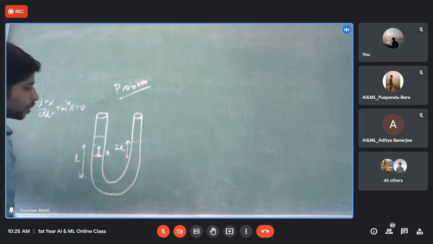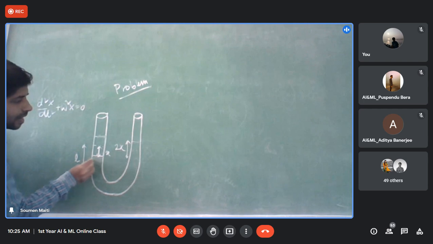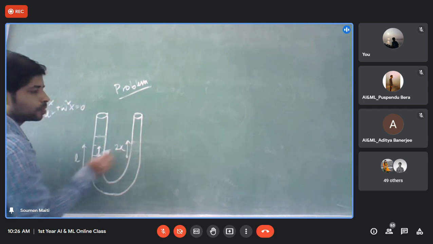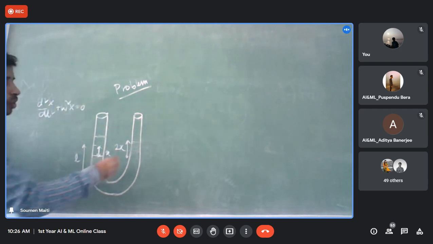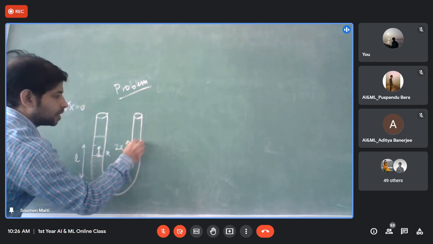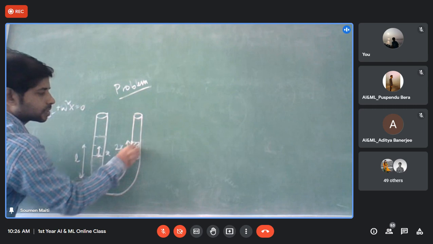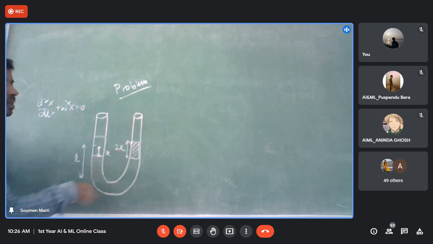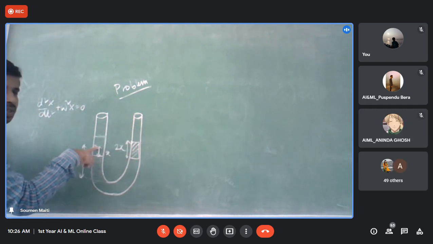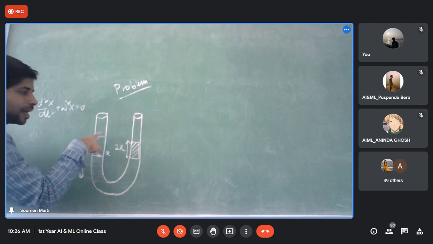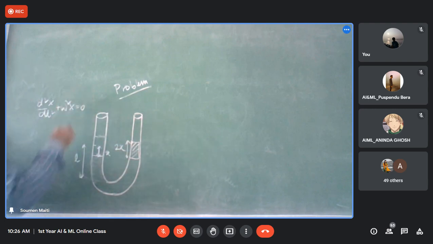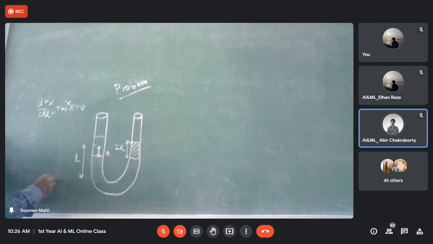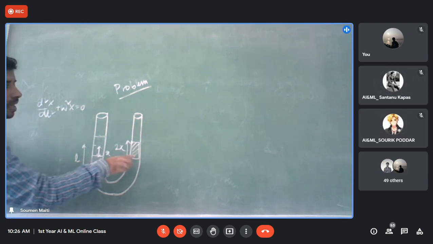So look at this. The liquid is here at x distance below, but here 2x amount higher. So this column is responsible or not? This column will bring the water back to the same position, and it will overshoot and come back to this position. Got my point? Yes, sir. So this is the responsible one.